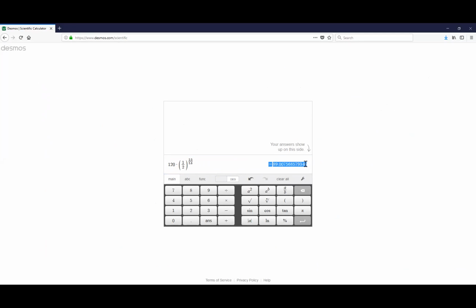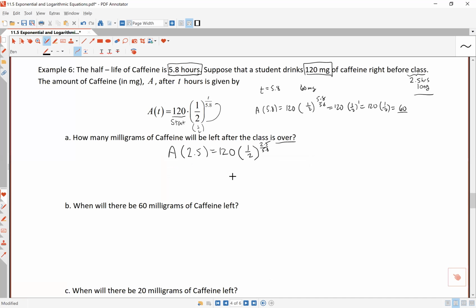We see we have about 89.01 milligrams of caffeine remaining. This function measures the amount that remains. So a little bit has decayed, 120 down to about 90. So about 30 milligrams, 31 milligrams have decayed, which brings us to about 89.01 milligrams left when class is over.